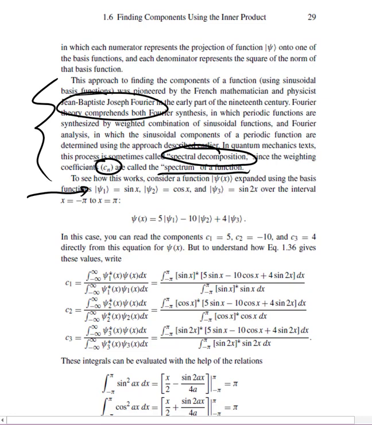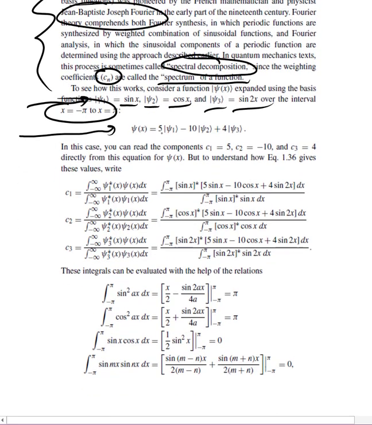I've picked basis function psi 1, which is just a sine, psi 2, which is a cosine, psi 3, which is sine 2x, over some interval, which I made minus pi to pi. Then I wrote a function psi of x, which is 5 of the first basis function, and minus 10 of the second, and 4 of the third. Now you can just read the amounts right off here, 5, minus 10, and 4. But if you want to see how the math works, here's the approach.